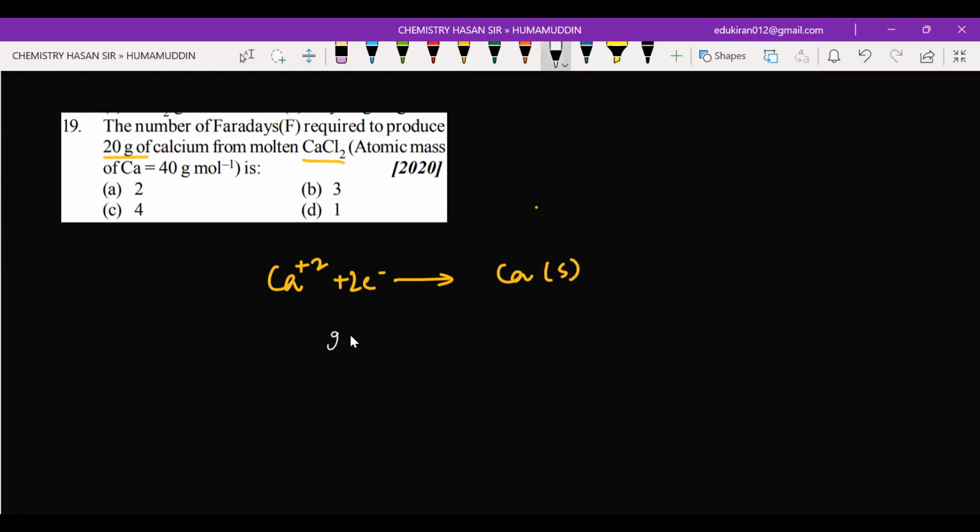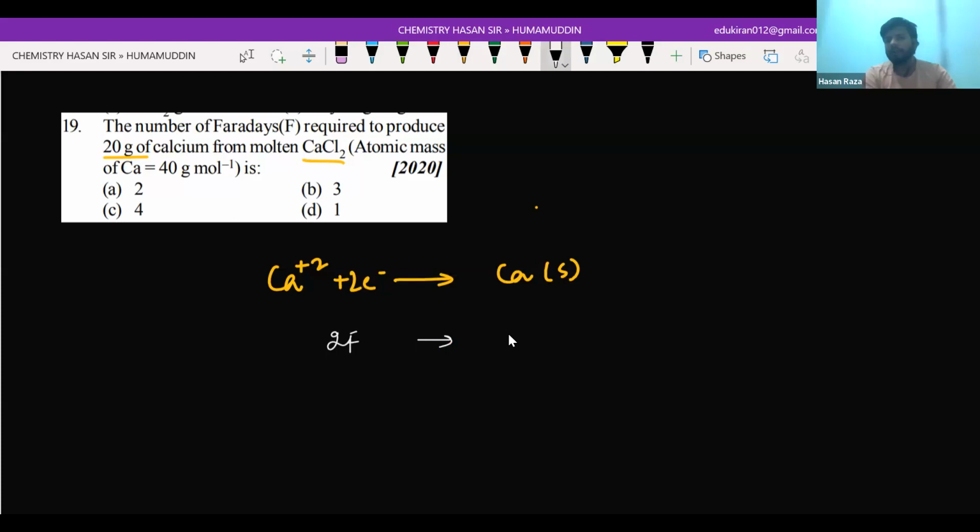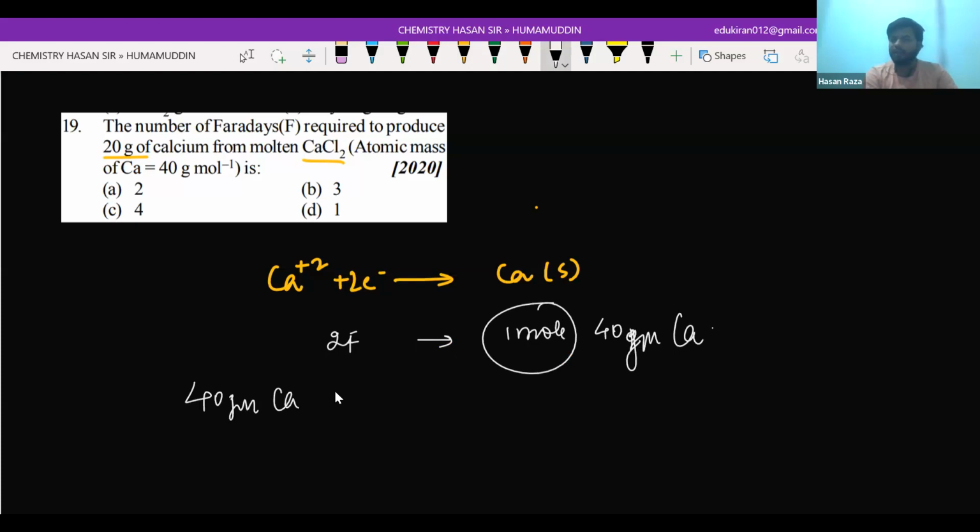First of all, CaCl2, if we are talking about producing calcium, so Ca is in plus 2 and it converts itself into Ca after gaining 2 electrons. Are you getting my point? Yes. So basically, 2 Faraday will give 1 mole, and 1 mole basically means 40 gram calcium. 40 gram calcium will be deposited after passing 2 Faraday charge.